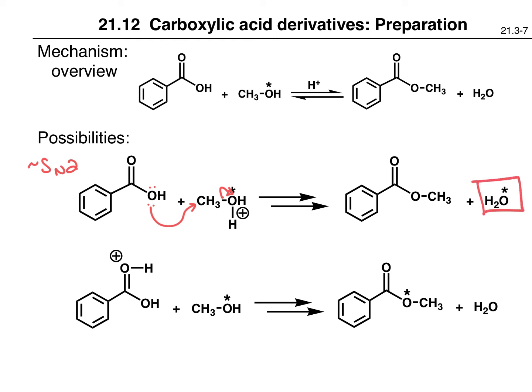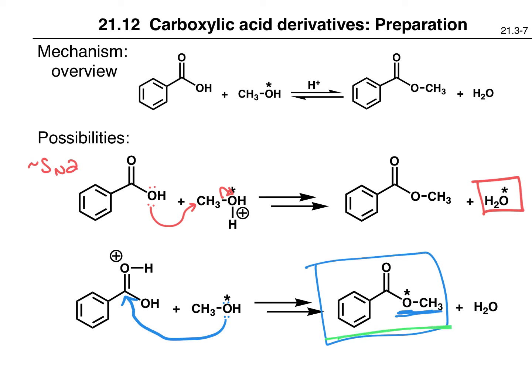Another possibility is that the alcohol is the nucleophile and it shares electrons with the carbonyl carbon. In that case, this oxygen would be the one that came from the alcohol, and so the radiolabel would be with the ester. What was discovered experimentally is that the radiolabel was associated with the ester. So that does not support the SN2 type of reaction. It does support the nucleophilic acyl substitution mechanism.